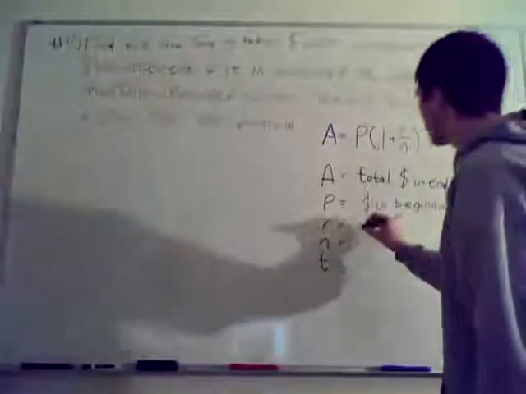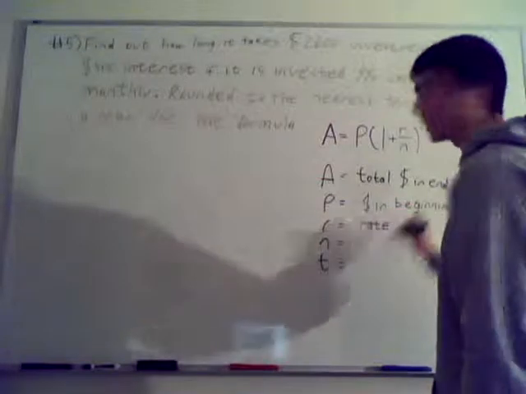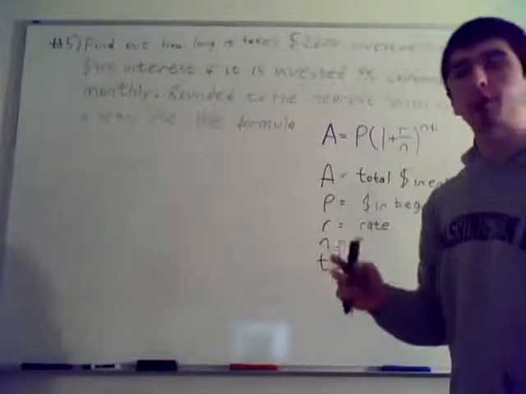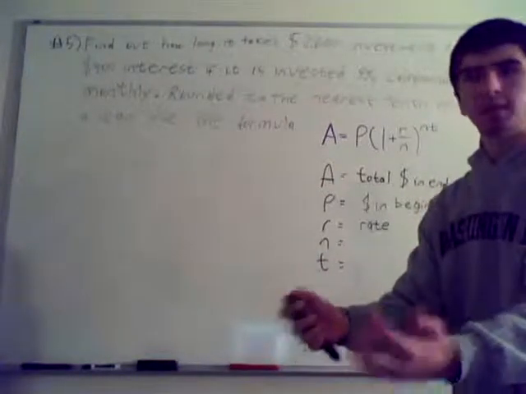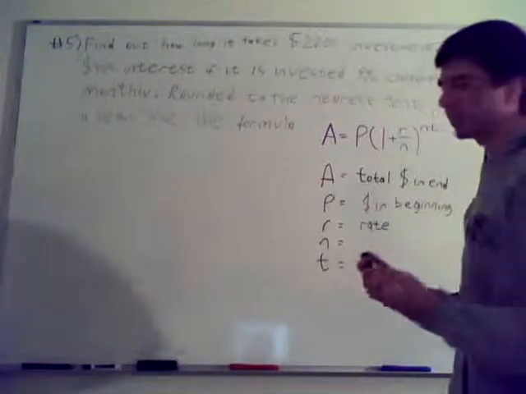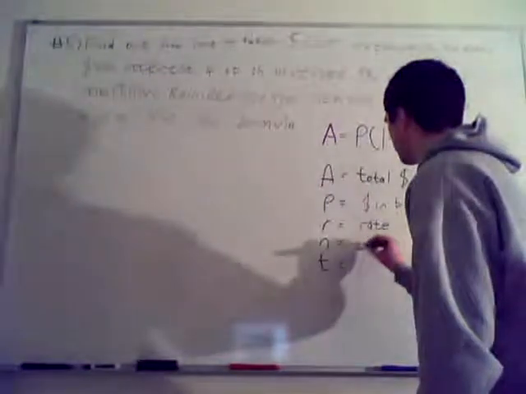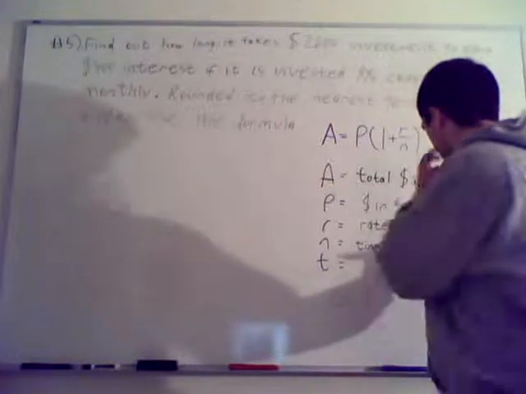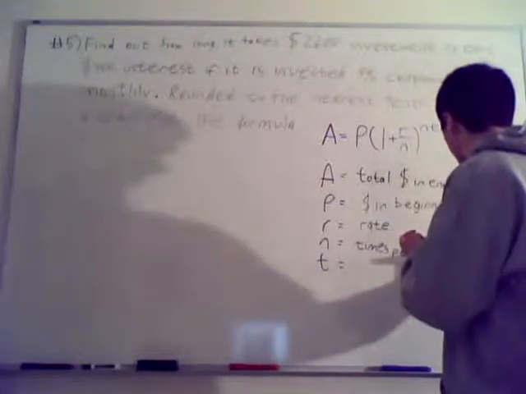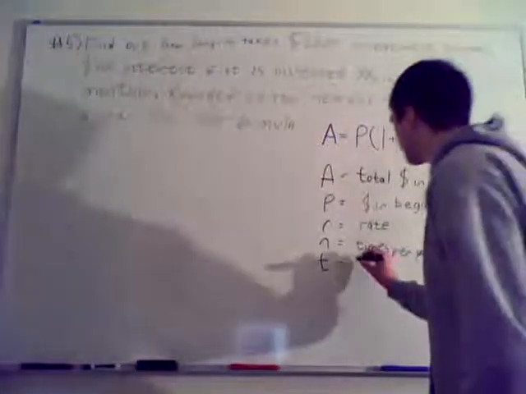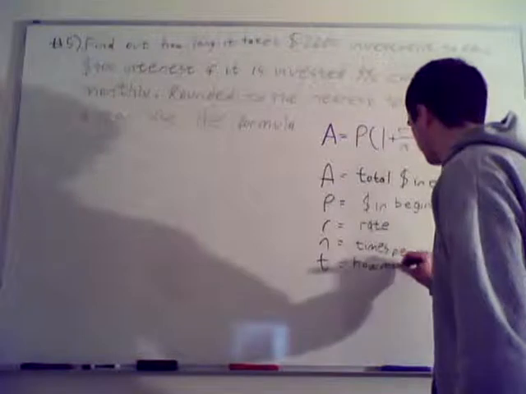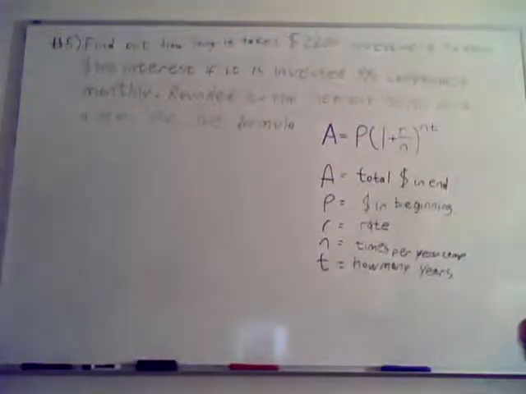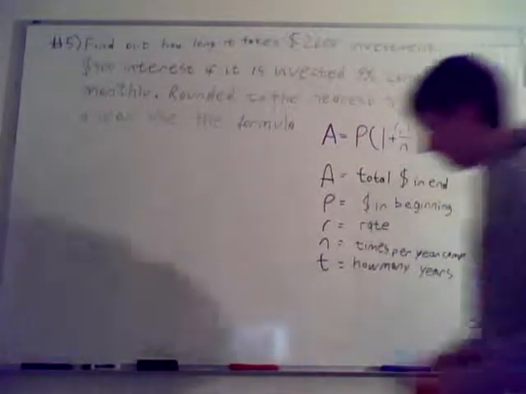R is your rate. In other words, how fast is your money growing? N is how many times per year you are compounding. Compounding means the interest gets added to your money. Times per year compounded. And T finally is how many years? So how many years are you saving? Take a quick look at them because I'm going to erase them, since I need the space.